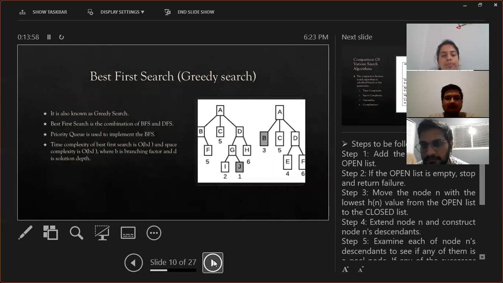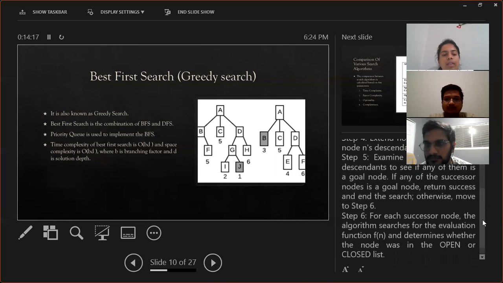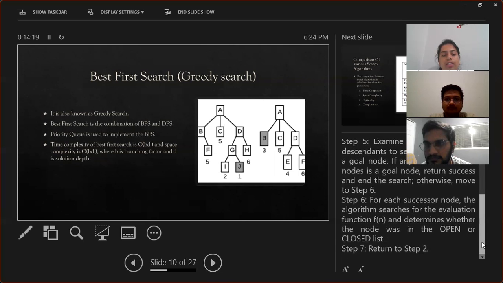First, we need to add the first node in the open list. And if the open list is empty, then we need to stop and return failure. If it is not empty, then we need to move the node n with the lowest h(n) value from the open list to the closed list. Then we need to extend node n and construct node n's descendants.